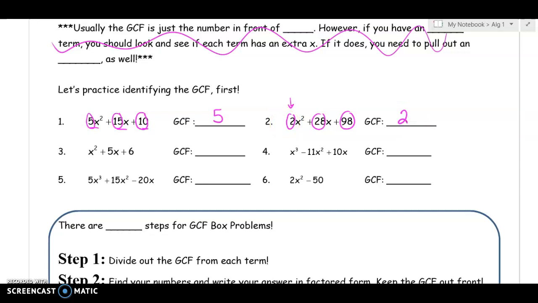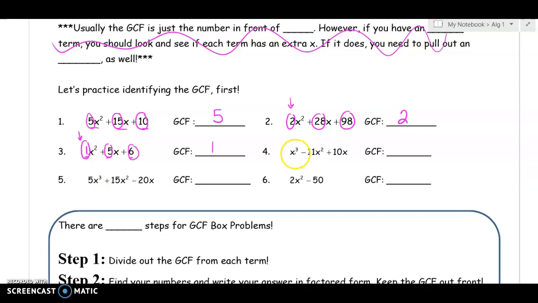Number 3 is a little bit tricky. If you notice, they don't all have an x in common, so we don't have an x as part of our GCF. If we look at the numbers, technically there's a 1 here, a 5 here, and a 6 here. So we're looking at 1, 5, and 6. What's the biggest number that all three of those can be divided by? Again, the biggest the number can be is this number right here, the 1. 1 can't be divided by anything other than 1. 5 can be divided by 1. 6 can be divided by 1. It's not very big, but our GCF is 1. All three of those can be divided by 1, and that's about it.